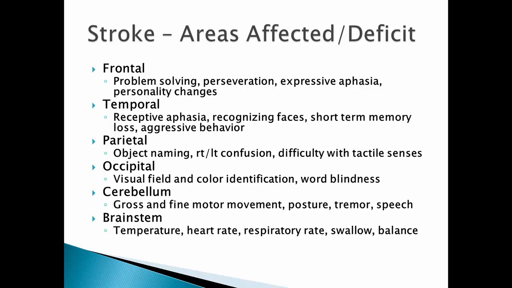In the temporal lobe, the kinds of deficits you might see include receptive aphasia, difficulty recognizing faces, and deficits with short-term memory. Now this becomes important because if you cannot form a short-term memory, you cannot form a long-term memory. As a result, you're going to see issues with learning. And we may also see a deficit that presents as aggressive behavior.